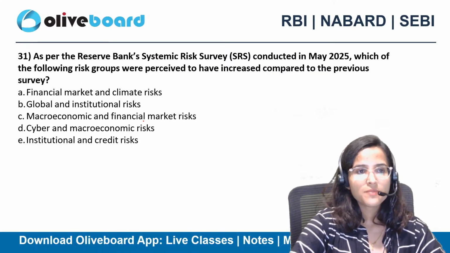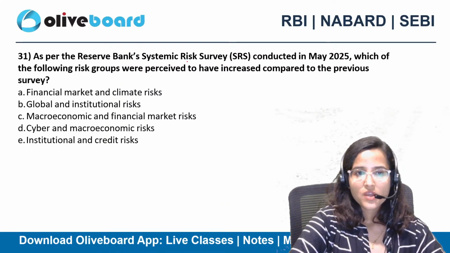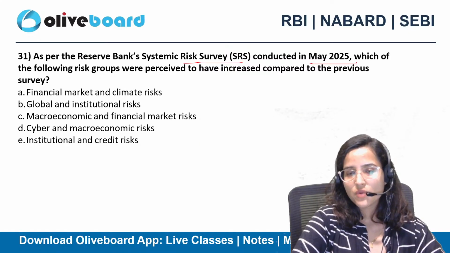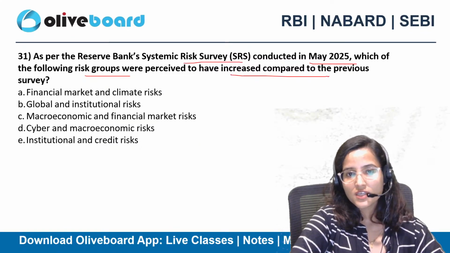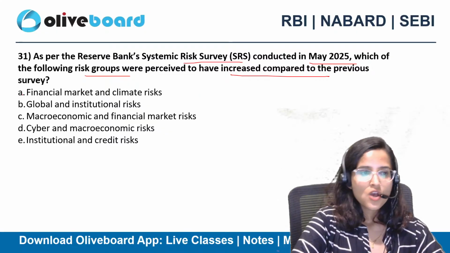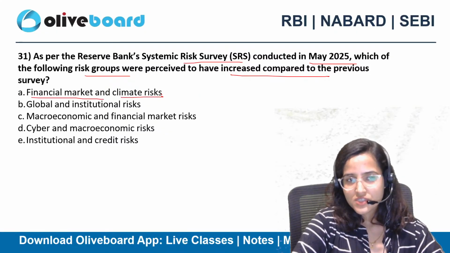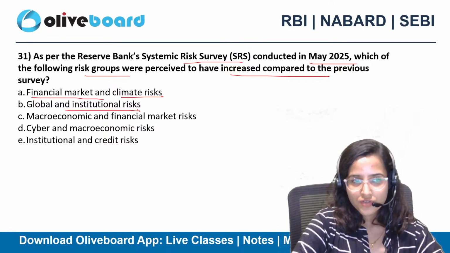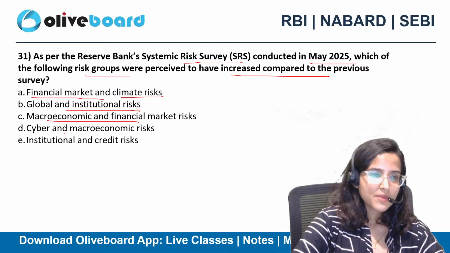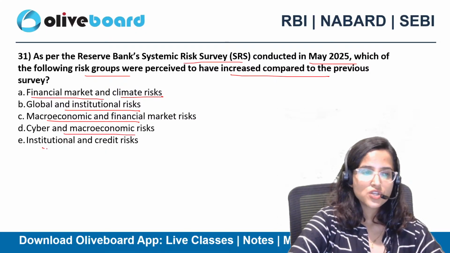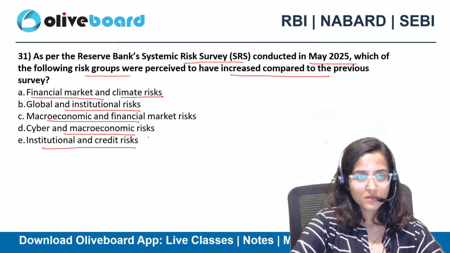Chalo. As per RBI's systemic risk survey conducted in May 25, which of the following risk groups were perceived to have increased compared to the previous survey? Financial market and climate risks, global and institutional risks, macroeconomic and financial market risks, cyber and macroeconomic risks, or institutional and credit risks.